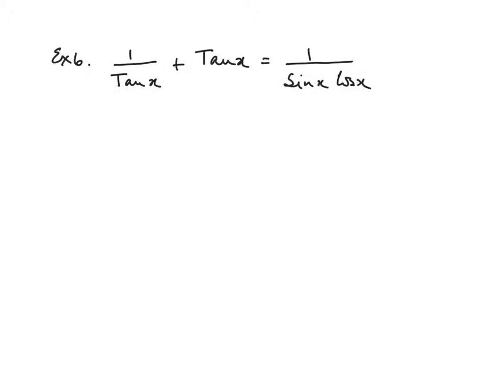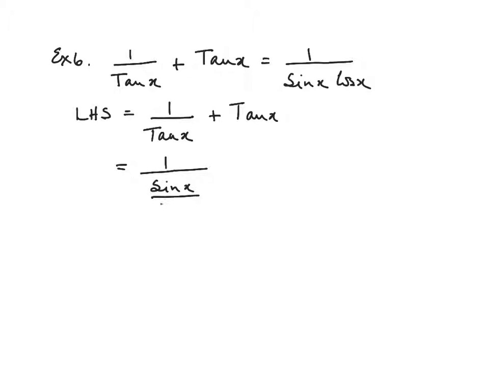Example 6, we want to show that 1 over tan x plus tan x equals 1 over sin x cos x. So the left hand side is 1 over tan x plus tan x. Now we know that tan is sin over cos. So I'm going to replace tan x with sin x over cos x.